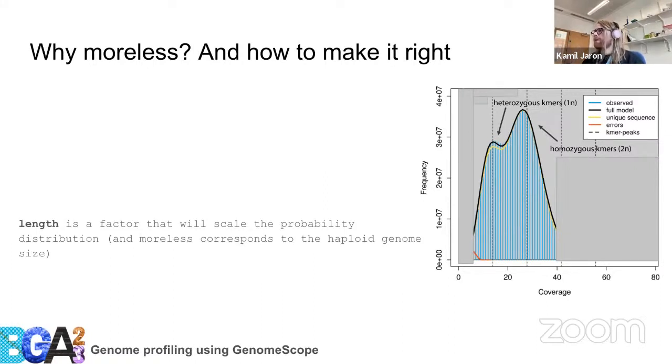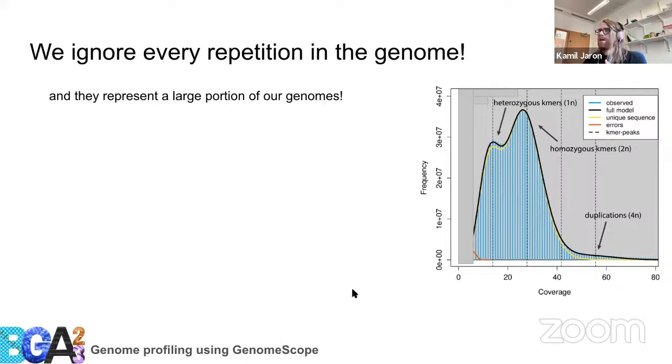So why is this just more or less? Well, because all the repetitive bits of the distribution are really not covered in this model, right? We're modeling the frequencies of these high complexity regions of the genome. We have no idea what's happening on the right. We can fix that, because repetitions do represent a large portion of our genomes. So how do we do that?